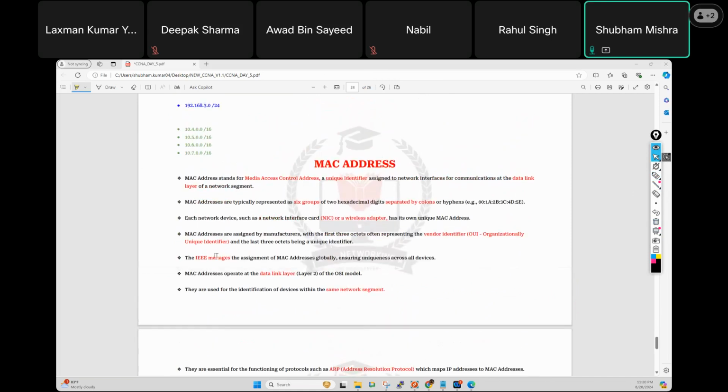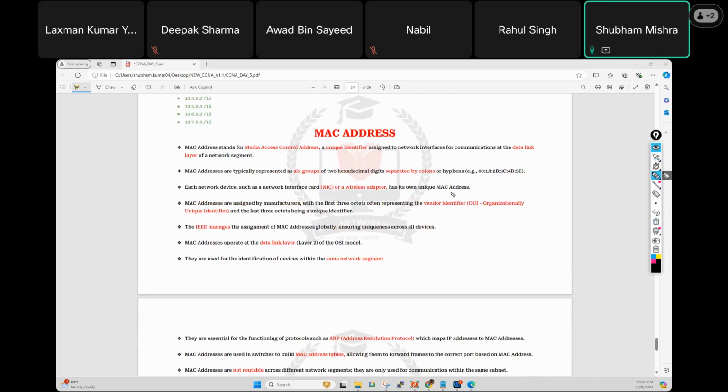Next one is, guys, next address is called MAC address. I hope everyone is already aware about the MAC address, but okay, I'm telling you again. MAC stands for Media Access Control. This is also called physical address. MAC address is always unique because every device has a unique MAC address. And MAC address works at which layer? Layer number 2, called data link layer.